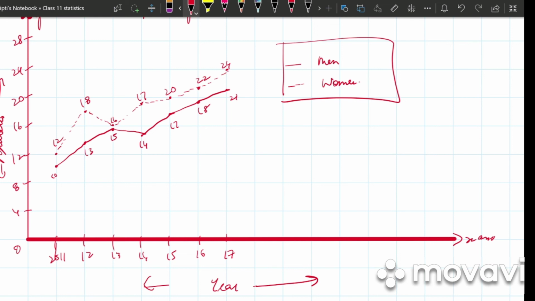So clear? This is a very small chapter which has only one variable and two variable graphs. So that's all for today. Tomorrow onwards we shall be starting a new chapter. Thank you.